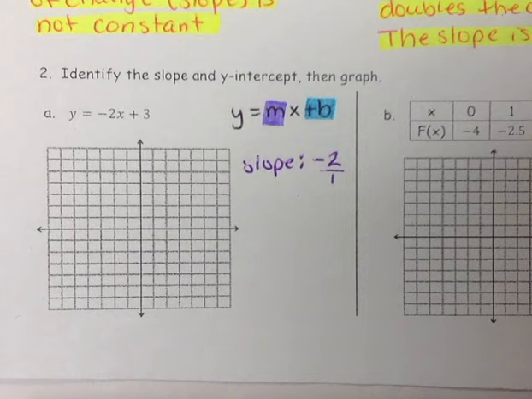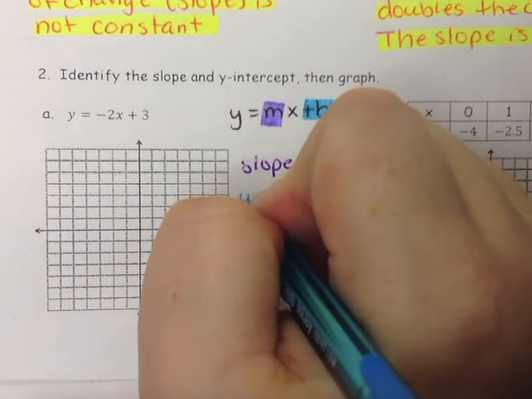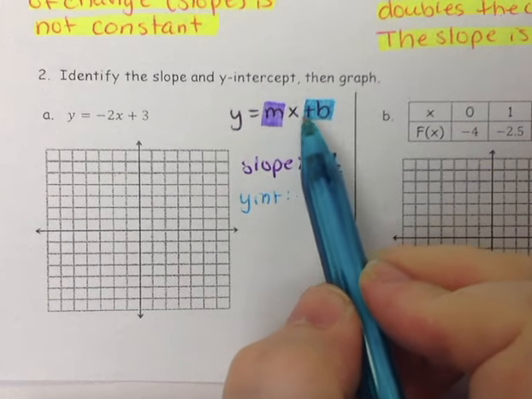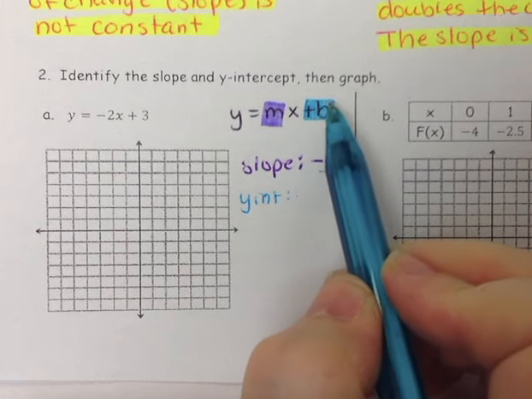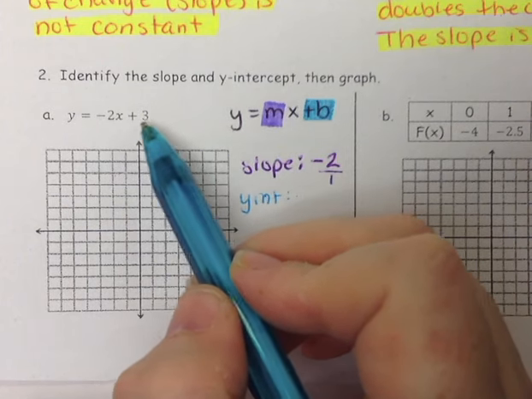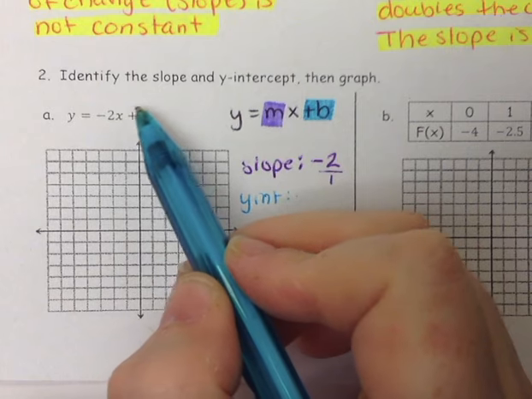Next is our y-intercept. Our y-intercept is the value that is by itself. It has no variable attached to it. So as you can see, we have a +3 at the end here. So our y-intercept is going to be at that +3.